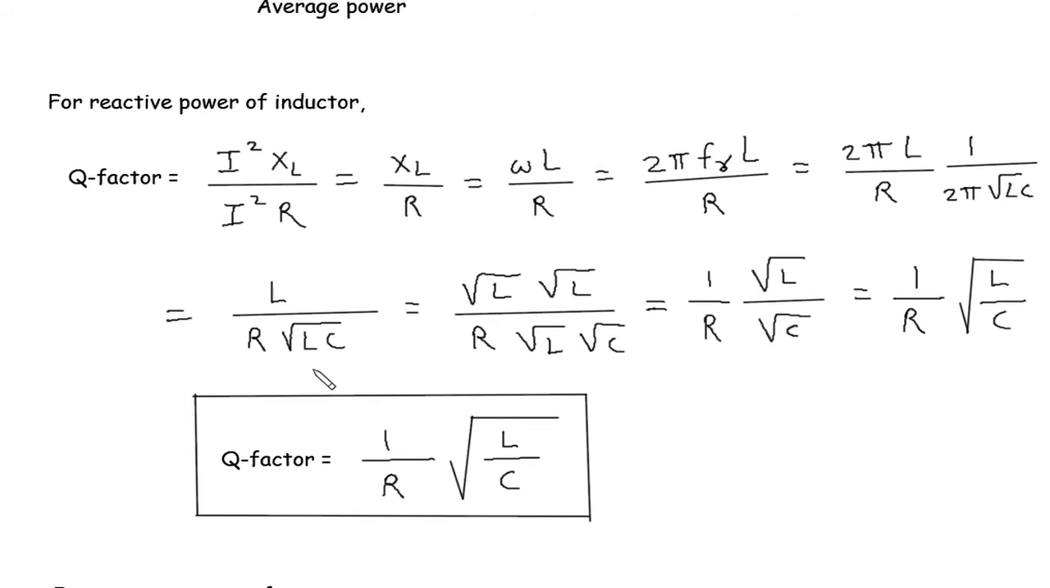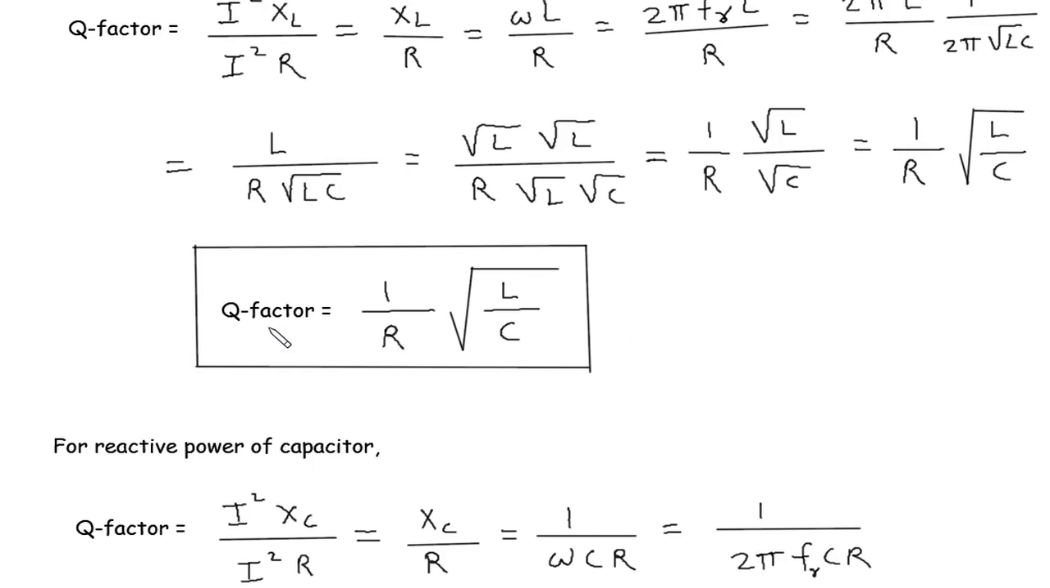And we can separate this under root of LC as under root of L into under root of C. So this under root of L will get cancelled with this under root of L. So what remains? 1 by R into under root of L divided by under root of C. Now this is equal to 1 upon R into under root of L by C. We can write this in the same under root. So this will be under root of L by C. Therefore Q factor is equal to 1 upon R into under root of L by C.